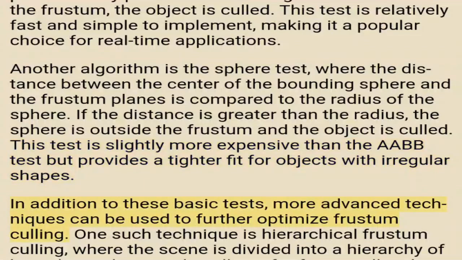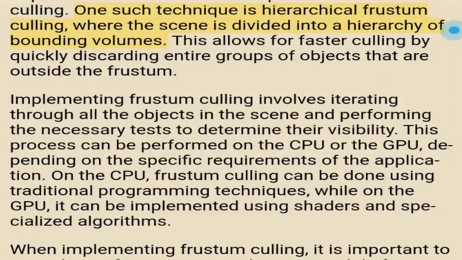In addition to these basic tests, more advanced techniques can be used to further optimize frustum culling. One such technique is hierarchical frustum culling, where the scene is divided into a hierarchy of bounding volumes. This allows for faster culling by quickly discarding entire groups of objects that are outside the frustum.